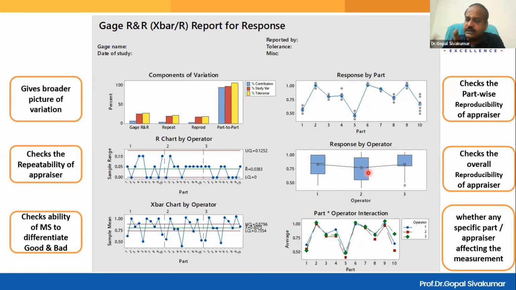Now, who is the reason for poor reproducibility here? Operator 2. Operator 2 is measuring slightly differently. But 1 and 3 are measuring in a particular manner, and 2 is differing from them. I want all of them to work in the same manner. All can be correct, all can be wrong. That's not a matter. But all should follow the same procedure. That's very important. That is not happening here.